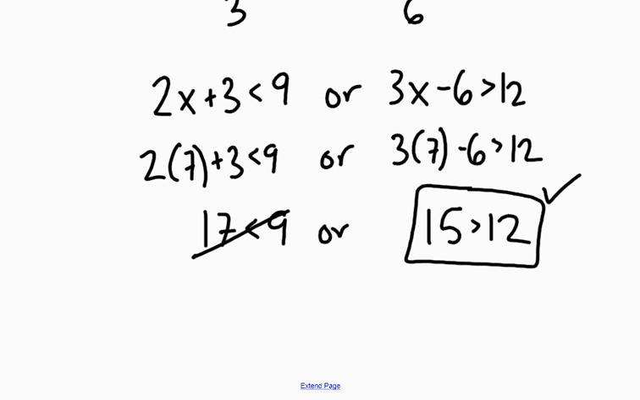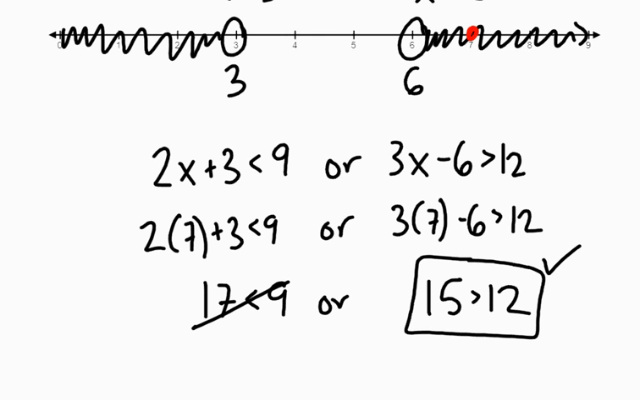In mathematics, an or statement is just one of them needs to be true. If it was an and statement, both of them would have to be true because and means both. Or means one or the other. So if I pick a number bigger than 6, it will make the right one true. If I pick a number less than 3, it'll make the left one true, but I just need to make one or the other of them true.